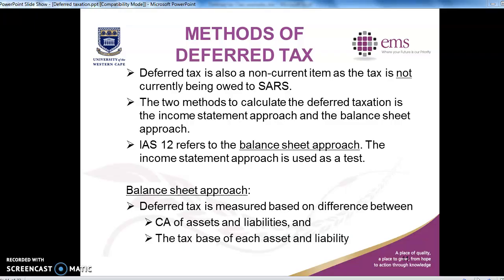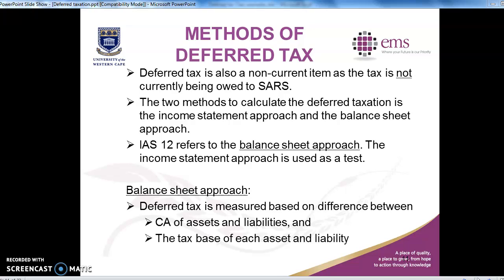So the balance sheet approach, we measure our deferred tax based on the difference between the carrying amount of assets and liabilities and the tax base of each of the assets and liabilities. So we will focus on the balance sheet method, right? The income statement method is useful to understand the concept of deferred tax and the fact that it is rooted in the accrual concept, right?